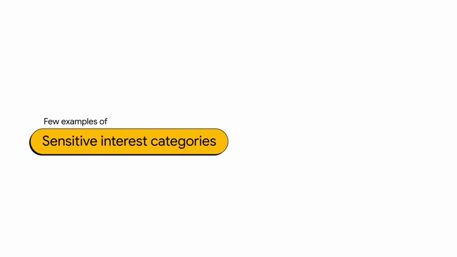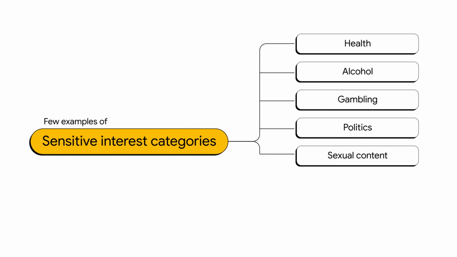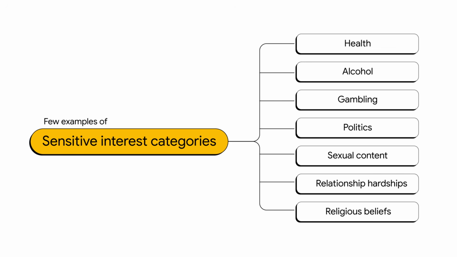This covers a broad range of topics, including health, alcohol, gambling, politics, sexual content, relationship hardships, and religious beliefs. If your content falls into any of these groups, you face specific targeting restrictions.